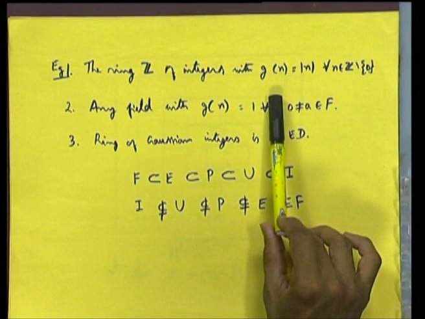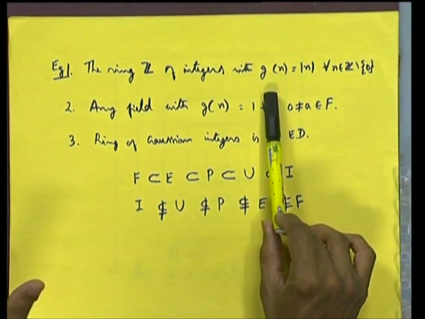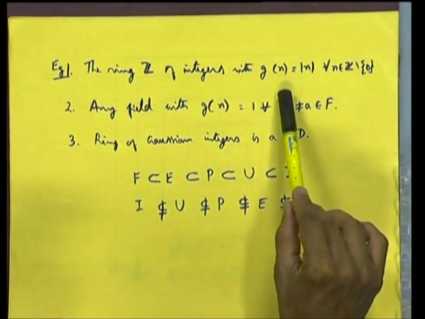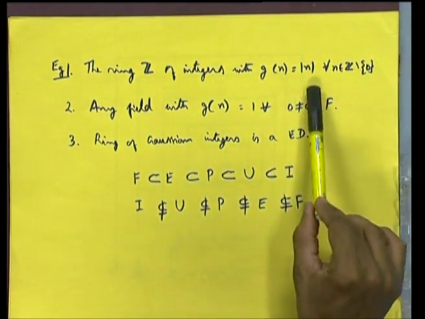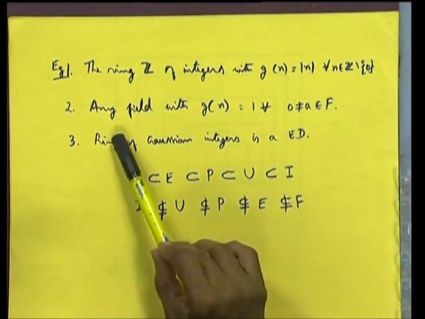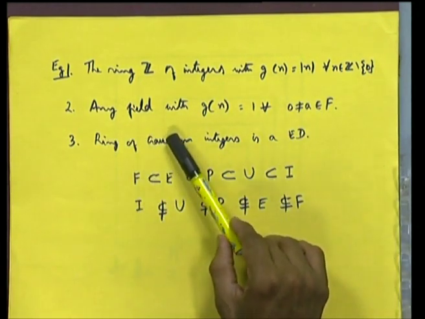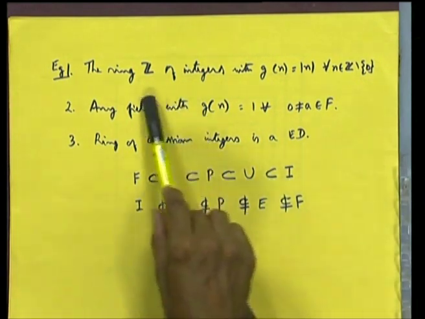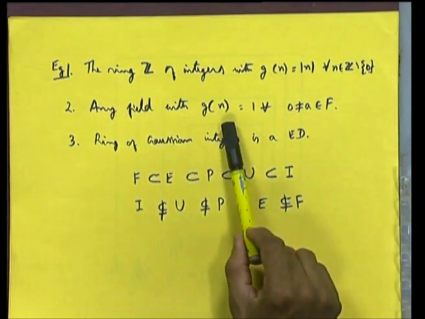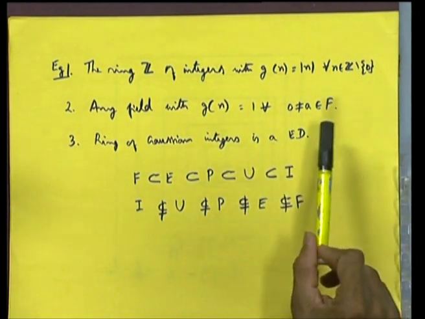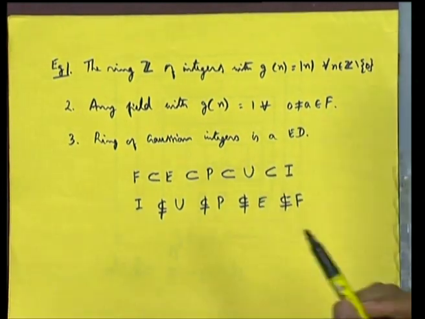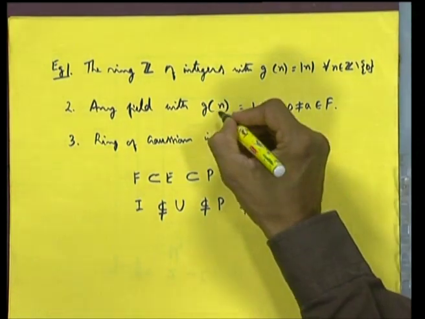Now, let us look at an example and a non-example of Euclidean domain. The ring Z of integers is a Euclidean domain with the gauge function d of n as modulus of n, and in fact any field can be seen to be a Euclidean domain if the gauge function is taken as d of a equal to 1 for all a coming from the field F.